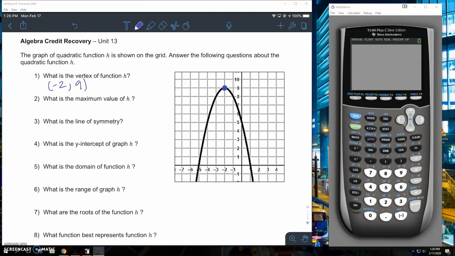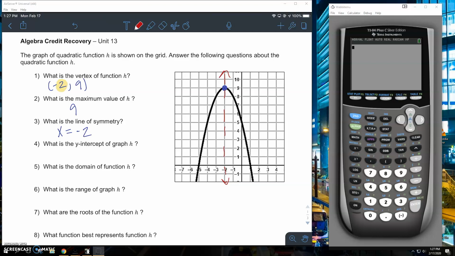What is the maximum value? Well, the maximum value is the y value. So the maximum value here is 9. What is the line of symmetry? The line of symmetry is the same thing as the axis of symmetry. So this is going to be x equals the x value of our vertex. So x equals -2. And where that falls is right here on the graph. That's our axis of symmetry.